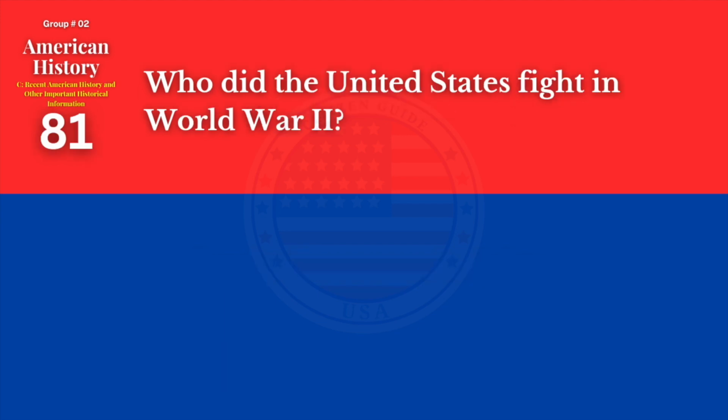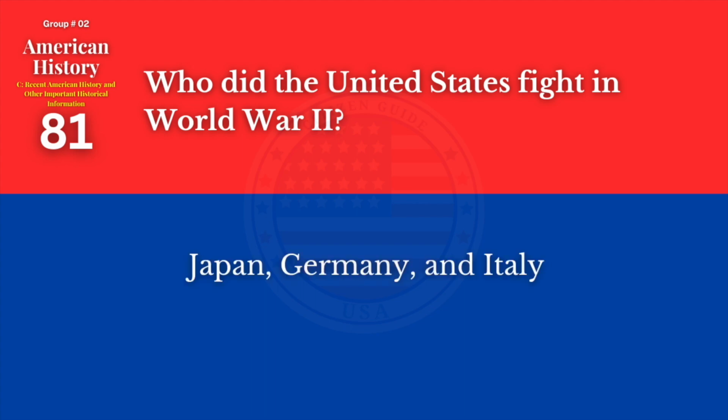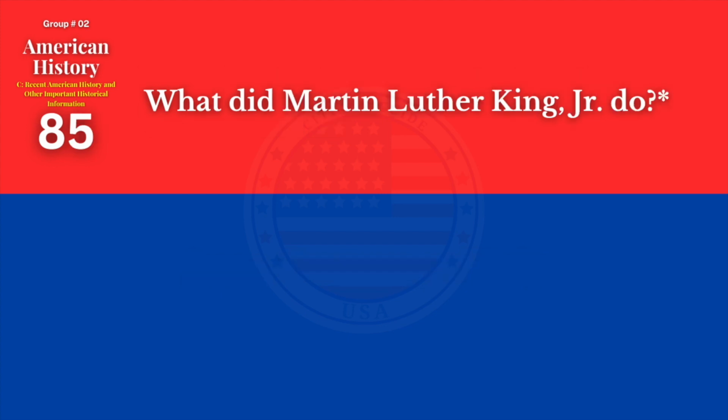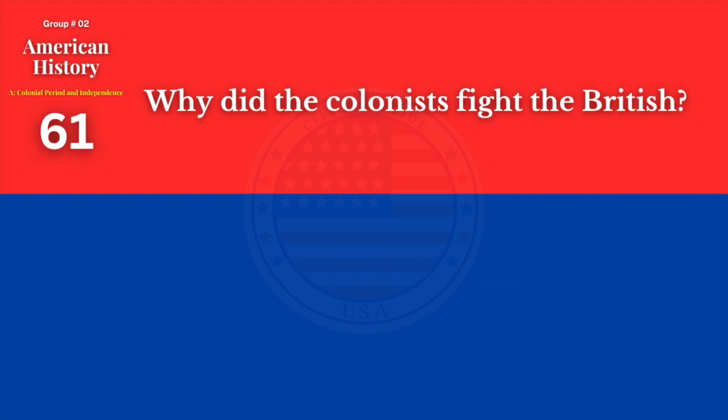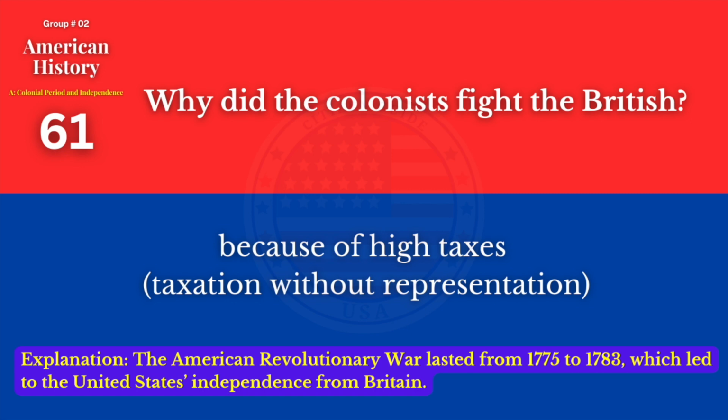Who did the United States fight in World War II? Japan, Germany, and Italy. What did Martin Luther King, Jr. do? Fought for civil rights. Why did the colonists fight the British? Because of high taxes, taxation without representation.